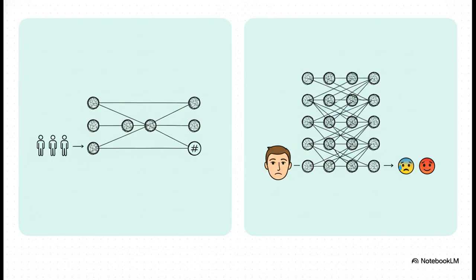The first layer might learn the edges. The next combines those into shapes like an eye. And a later layer puts those together to understand the whole concept of a face. That's how it learns all those complex patterns.